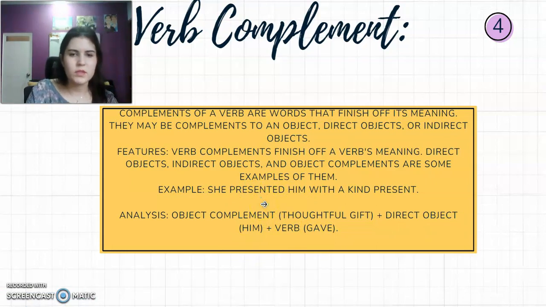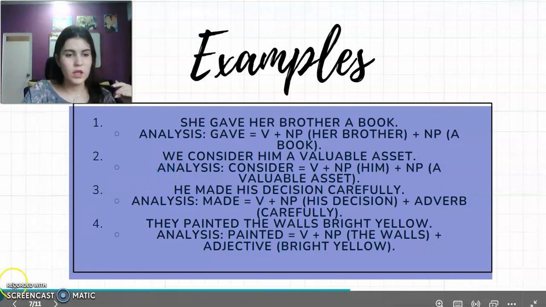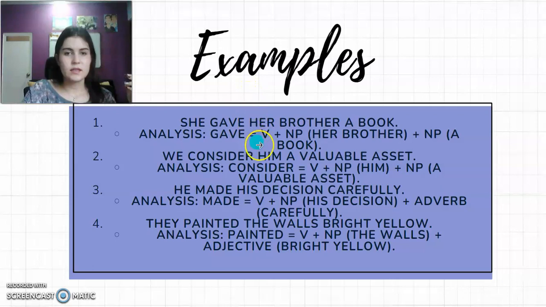In this case, a little changed, but it's present. The words are a little changed, but they are using synonyms. Well, the meaning is the same. Well, we're going to give more examples. Another example: she gave her brother a book. The analysis is the verb plus the noun phrase her brother, plus the noun phrase a book.